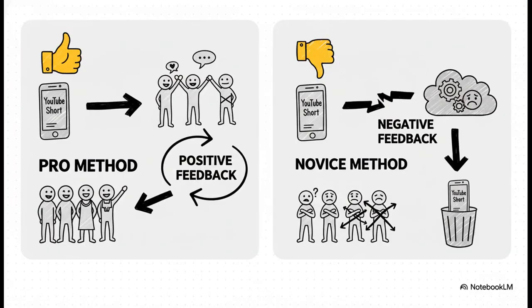And this right here perfectly shows the two paths your short can take. On one side, you've got the Pro method's positive feedback loop. Your video finds the right people, they engage with it, and that tells the algorithm, hey, show this to more people like them. But on the other side, you see the Novice method's negative loop. The video gets shown to the wrong people, they swipe away immediately, and the algorithm basically sends it to the digital graveyard.